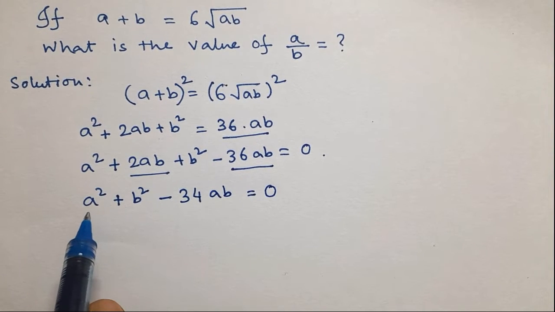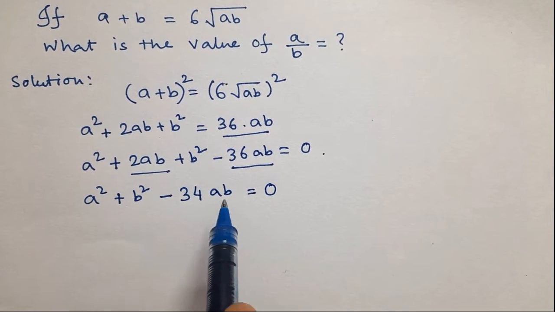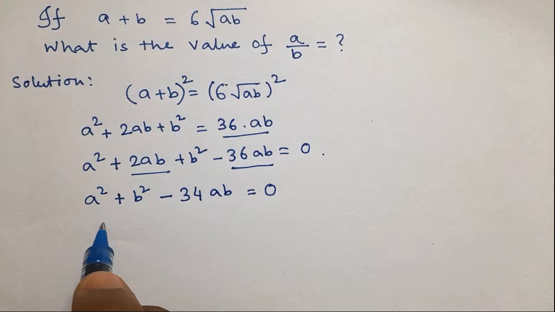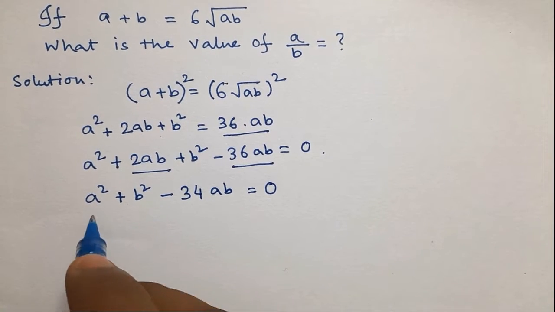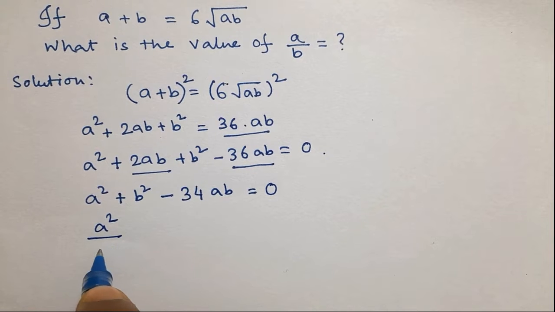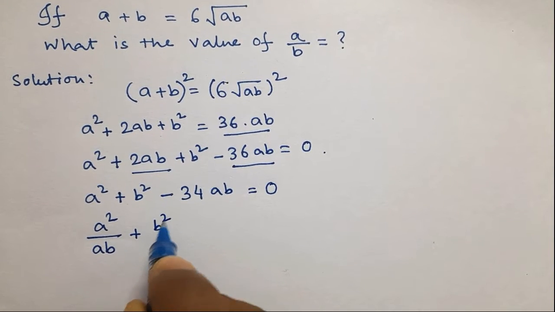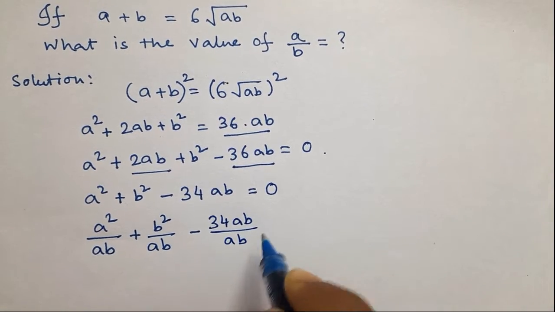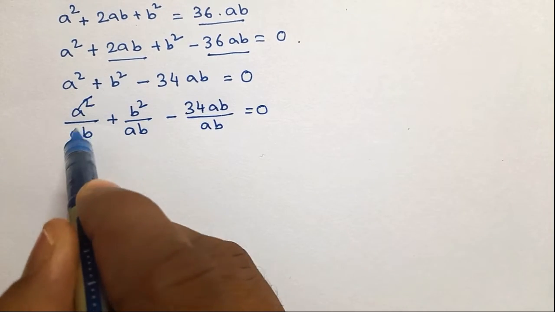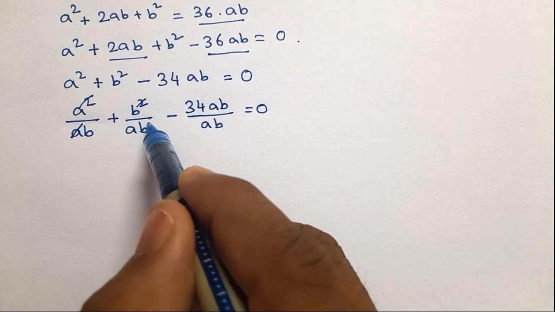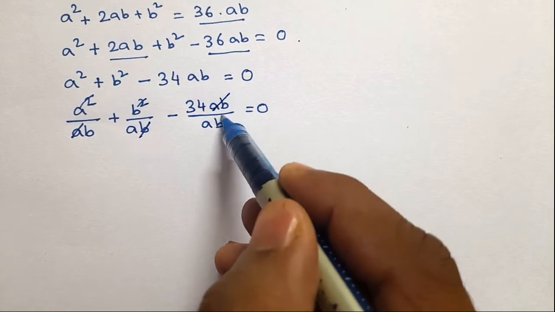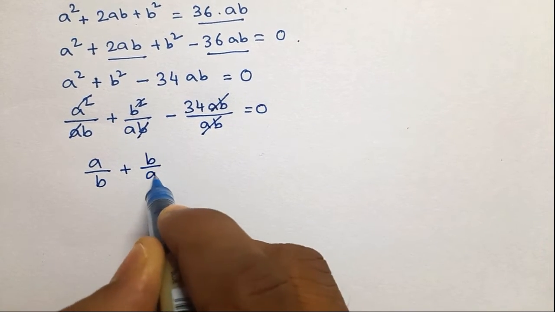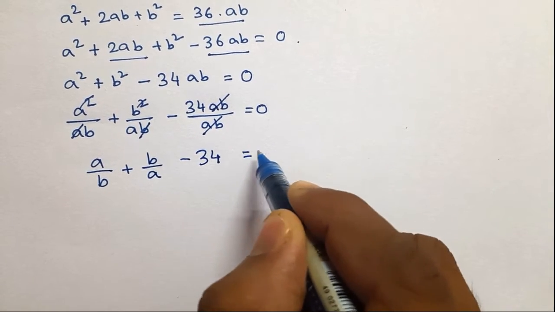Now we are getting an equation with a and b, but we have to find out the value of a by b. So to get the expression a by b, we will now divide both sides of the equation by ab. So this will become a square by ab plus b square by ab minus 34ab divided by ab. So here the square will be cancelled with this a, and here this square will be cancelled with the b, and this ab will be cancelled with the ab. So what we get is a by b plus b by a minus 34 is equal to 0.